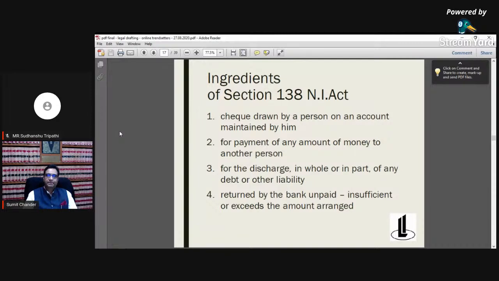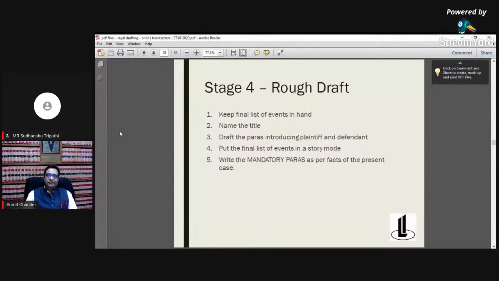Next. In the stage 4, now you will have the final list of events in hand, which includes information from the documents, from inside the documents, and from the client. And you have the names of the parties. You've titled them properly, like I initially told you how. Then you start with drafting the paras, introducing the plaintiff and the defendant. Put the final list of events in a story mode.